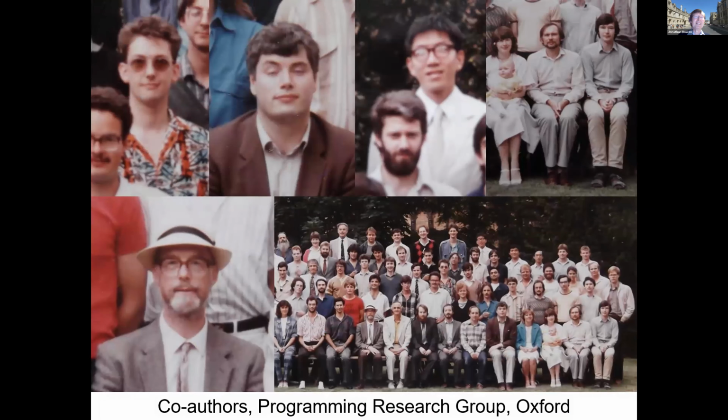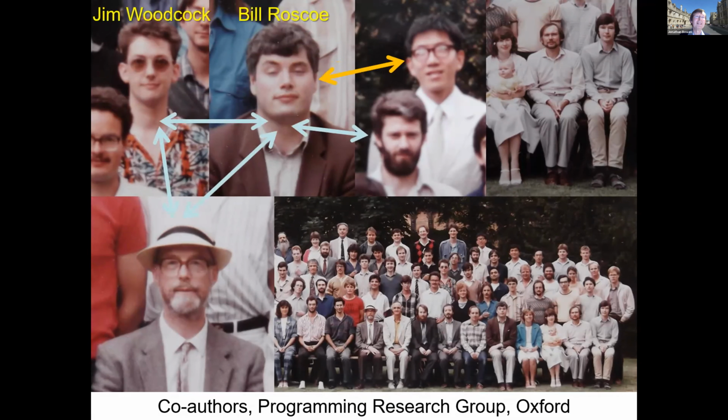This is another hand visualization, of the programming research group in Oxford, and obviously different communities within that working together. So these are just a few people who've written papers together. There's Jim Woodcock, who was a Z person, has moved on to other things now. There's Bill Roscoe, who's a CSP person. So Jim was also interested in CSP, so writing with him.